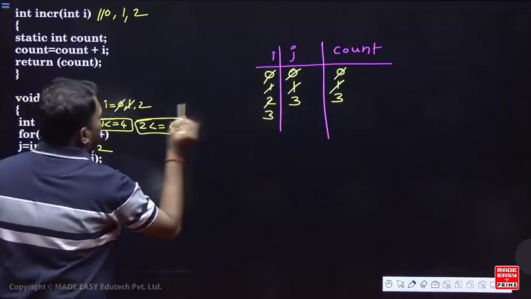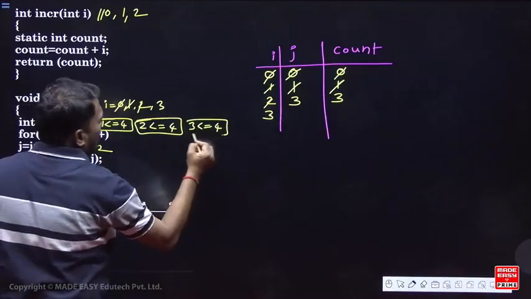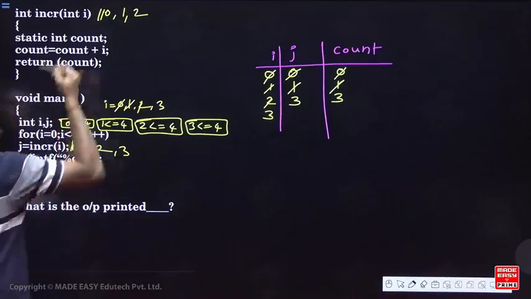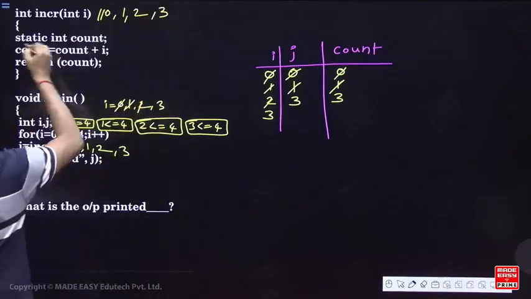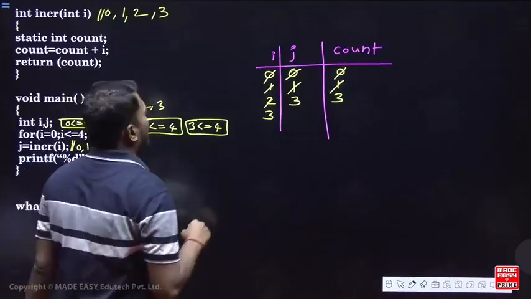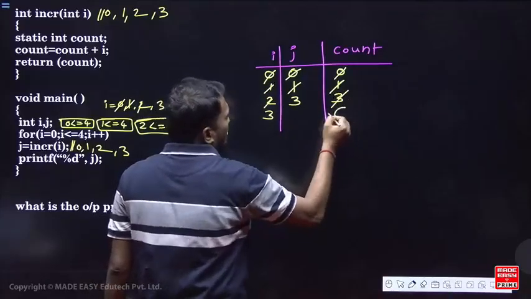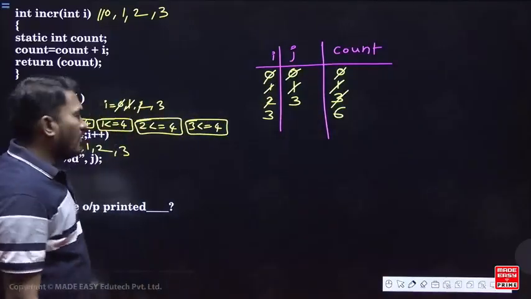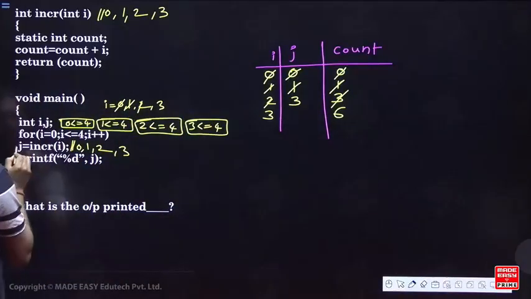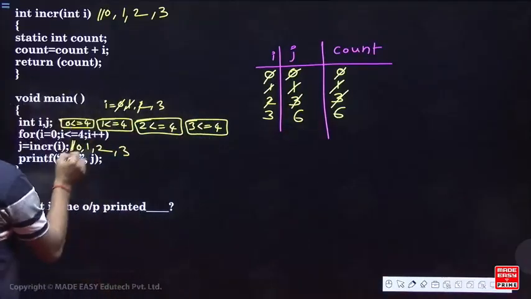Next again I plus plus. Now I value becomes 3. Again you do the condition, 3 less than or equal to 4. Condition is true. If it is true, increment of 3 you are passing. Okay, you receive I value as a 3 here. Static it will skip. Next count equal to count plus I. Tell me count plus I. Count value is a 3, I value also 3. So 3 plus 3, how much is that? 6. Yes or no? Right? That count will be return count. That return value will be assigned to j. So now the j value becomes how much? 6.